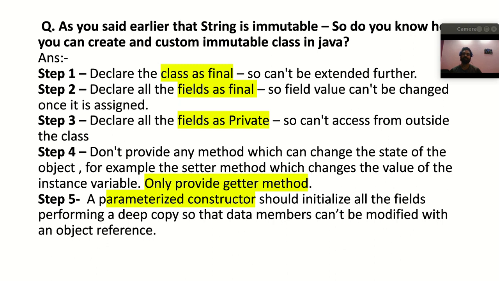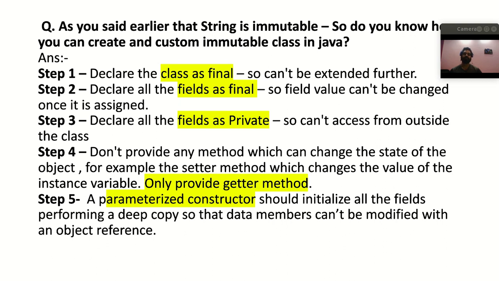Now the third step, you have to declare all the fields or member variables as private so that they cannot be accessed from outside the class directly. And the fourth step, you don't provide any method which can change the state of the object. It means you don't have to provide the setter method. Only provide the getter method so that from the outside you can access it, but it is not allowed to modify the particular member variables of that class. So you don't have to provide a setter method if you want to create your custom immutable class, right?